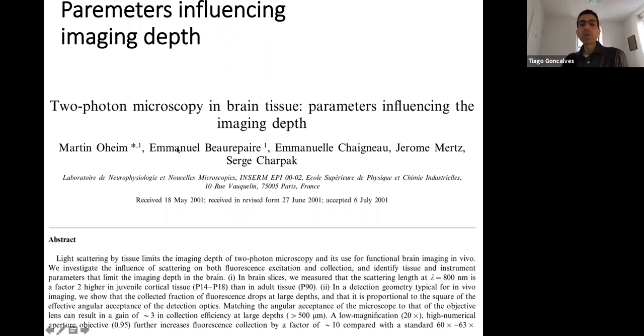Now, this is a really important paper, I think, by Martin Oheim, who worked with Serge Charpak in Paris. And this is basically about parameters influencing depth of imaging. I think this is where he talks about how matching the angular acceptance of the microscope to that of the objective can result in a gain of about 3-fold in the collection efficiency at large depths. A low magnification 20x high numerical aperture objective further increases fluorescence collection by a factor of 10 compared to a standard 60 to 63x. This paper goes over this and a bunch more, so it is one of the most highly recommended papers for understanding efficiencies if you're ever wanting to image deep tissues with a two-photon microscope.